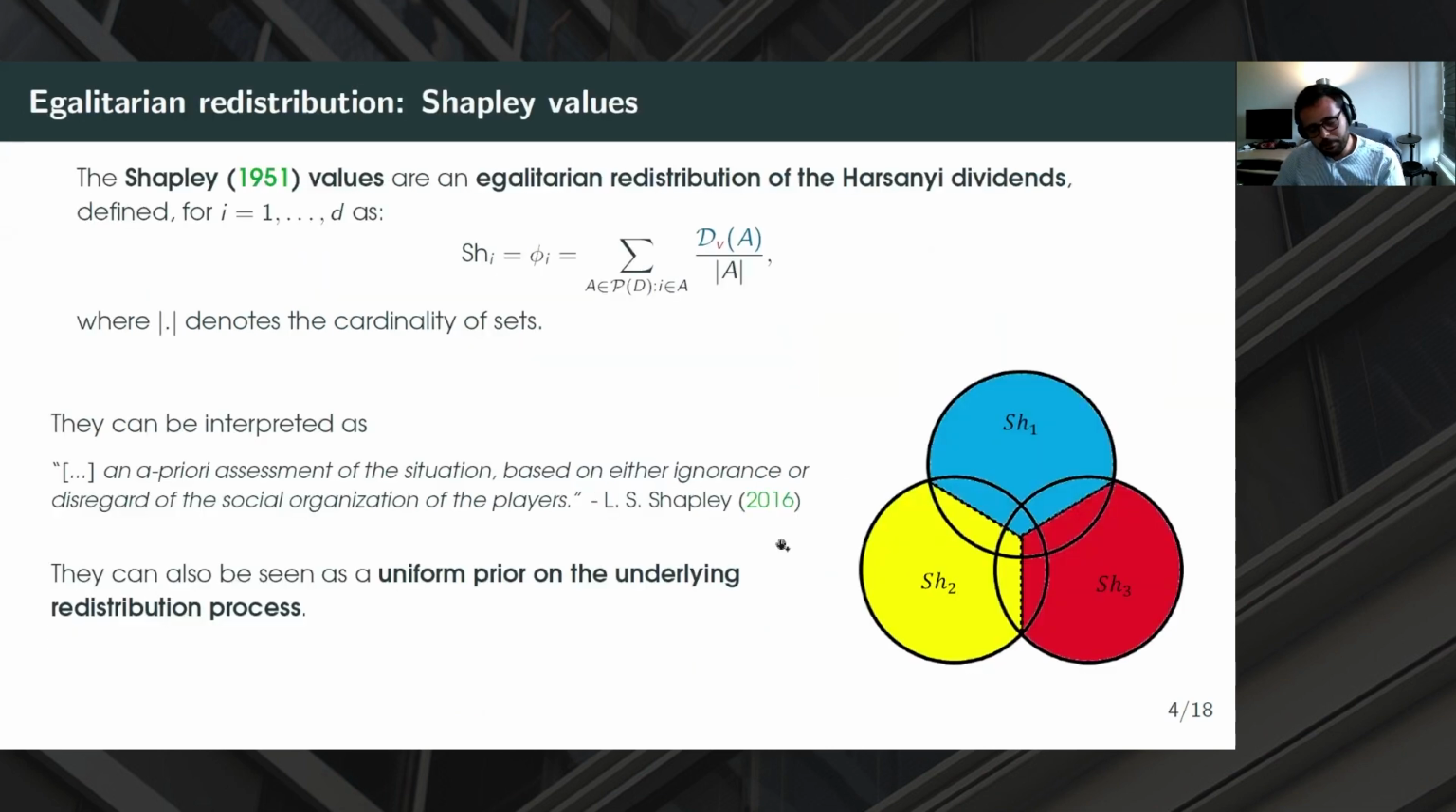So yeah, now, Shapley values. The Shapley values are nothing more than just an egalitarian redistribution of the Harsanyi dividends. I take the Harsanyi dividends, and then I'm going to divide them. For example, the Harsanyi dividend that is due to the first player and the second player, I'm going to divide it exactly in two. I give half to the first player and half to the second player. The Harsanyi dividend due to three players, this is going to be the same thing, but I'm just going to divide it by 3.